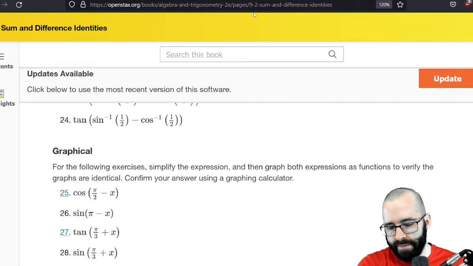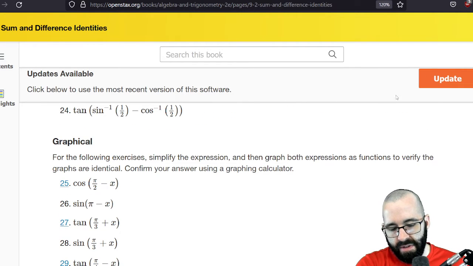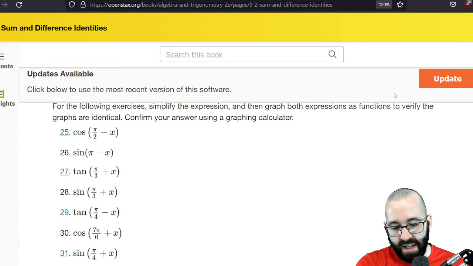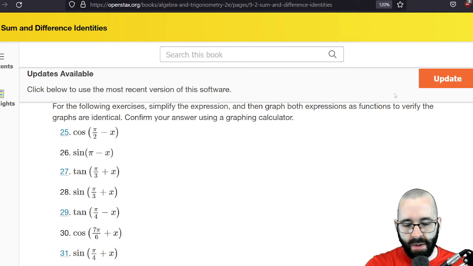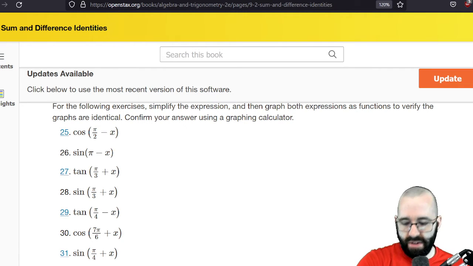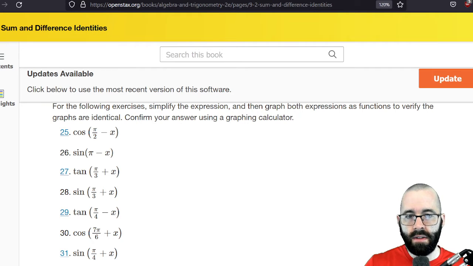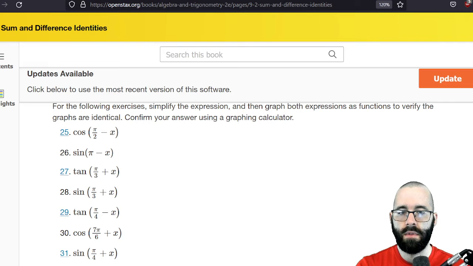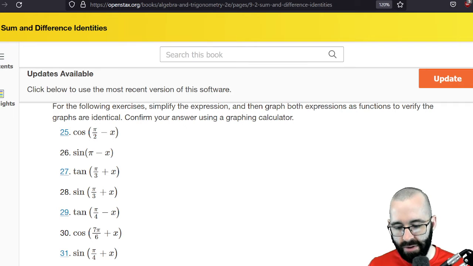29. Simplify and then graph both expressions as functions to verify the graphs are identical. Confirm your answer with a graphing calculator. And again, you can graph these on Desmos. You don't have to copy these graphs down. I actually don't remember whether I specified that, but I really should. Okay, great. Made a note to myself to take care of that for you guys.